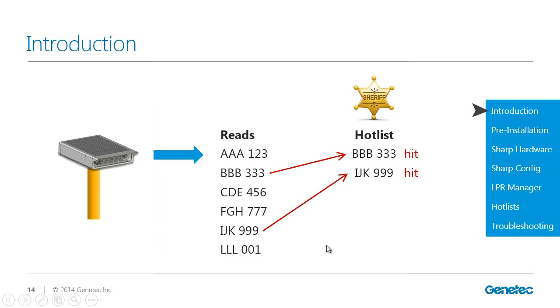The list of plates that are used by the LPR Manager are called hot lists, and if a plate is matched with one of the plates in the hot list, we call this a hit. So in our example here, we have our reads that are coming in from the Sharp camera, and we have our hot lists, and we can see that two of them have come up and are considered hits.